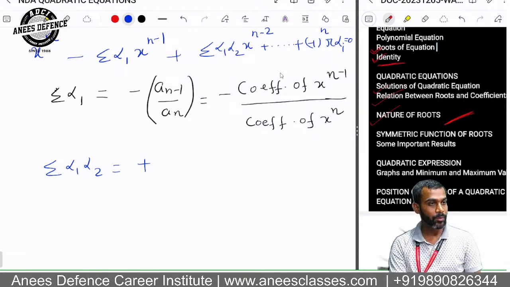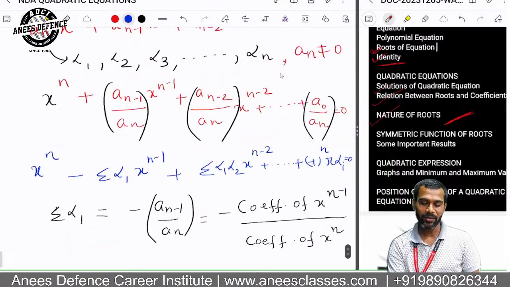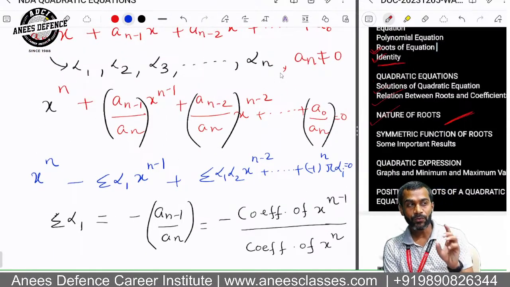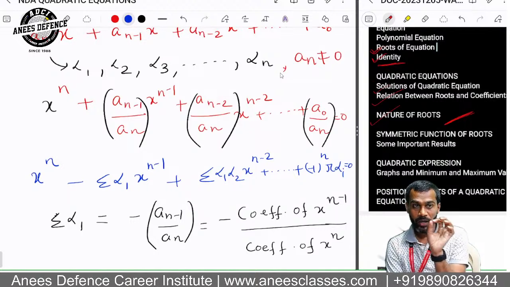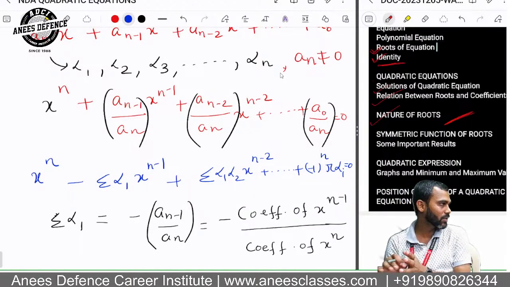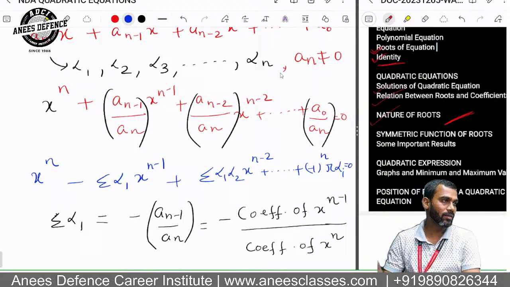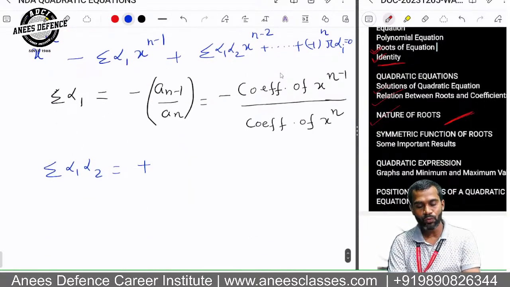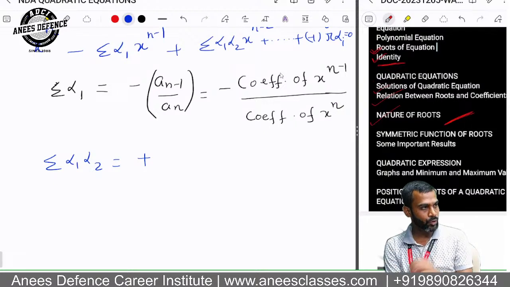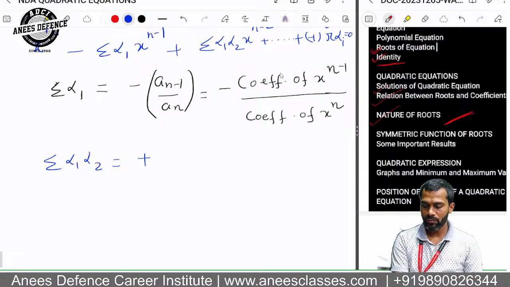Why plus? Because the third term is positive. Yes or no? So if you take an odd number of roots at a time, you need to change the sign, I mean you have to put a minus sign. If two terms, taking two roots at a time, then we need to put a positive sign. Yes or no? So what would be the answer?